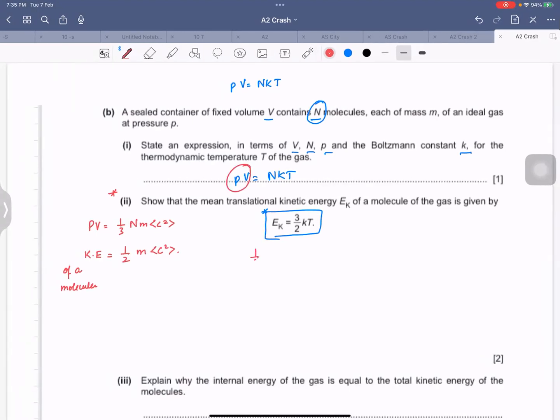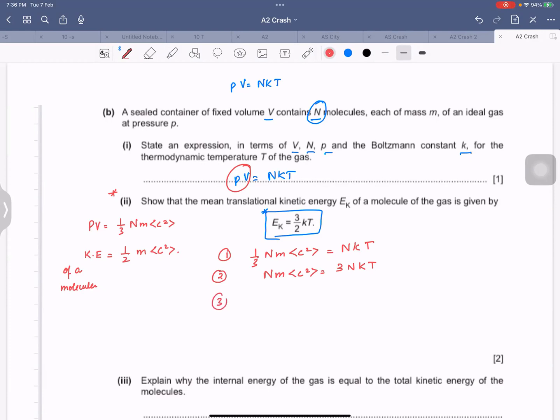So we're gonna do 1 by 3 nm c square equals to nkt. You guys have any issues with that? Okay. Then if I basically multiply by 3, 3 equals to 3 nkt. Can I do that? This is step 1. Step 2.